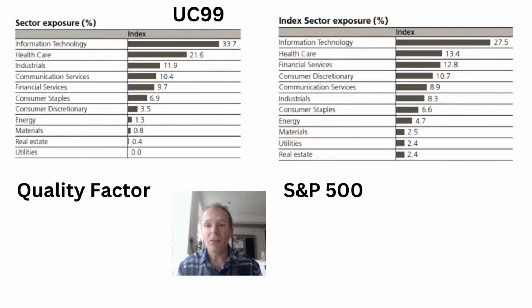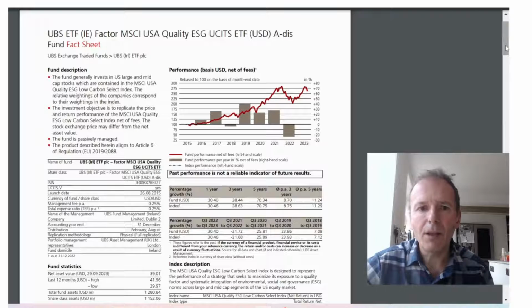And then it's underweight things like real estate, utilities, and energy, sectors where the long-term performance isn't that great. So it's quite useful in terms of the exposures you're getting that will hopefully drive superior long-term returns. The ticker for the UBS USA Quality Factor ETF is UC99.